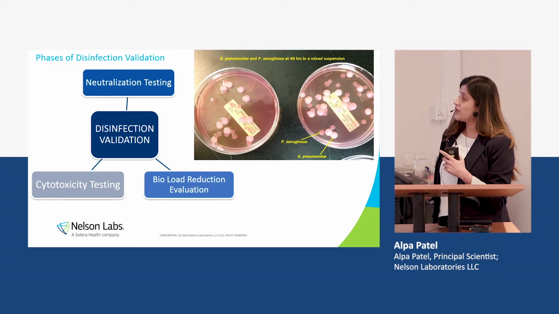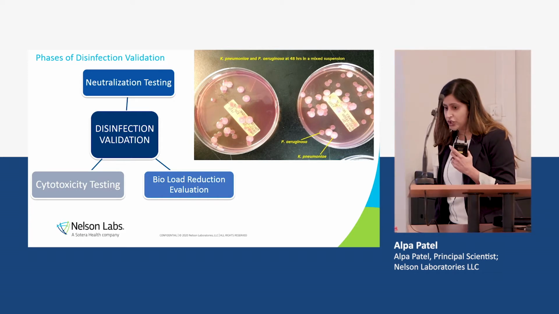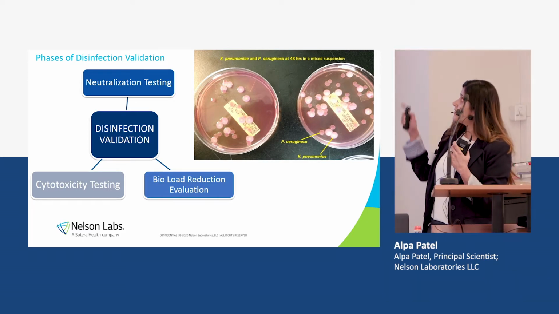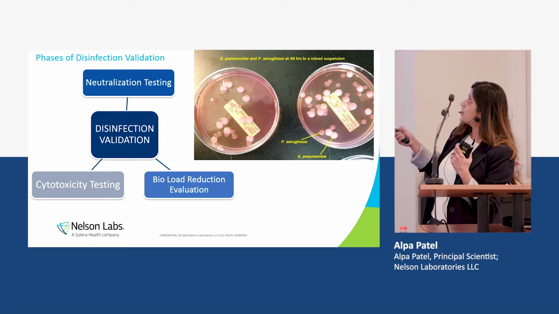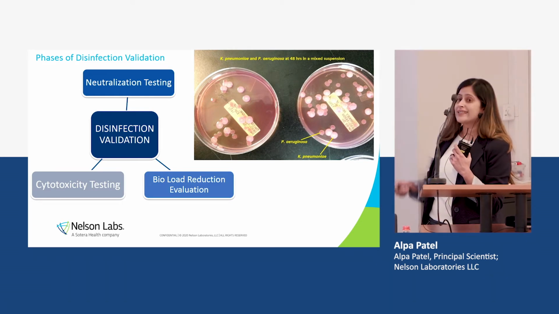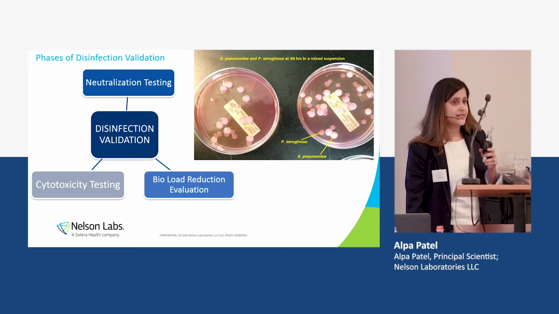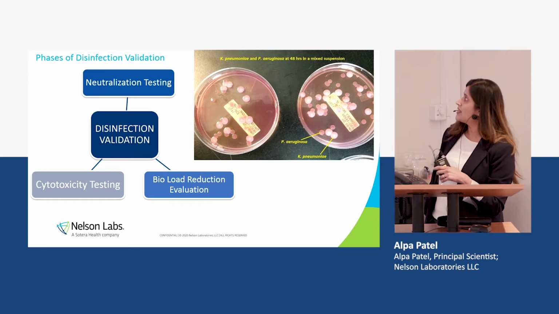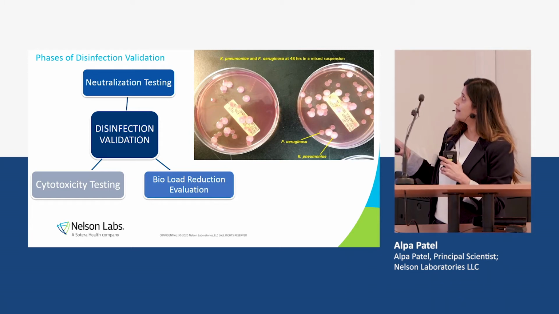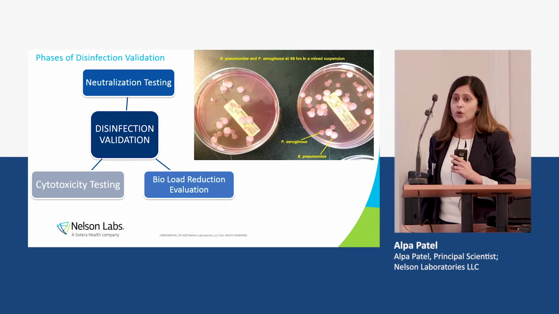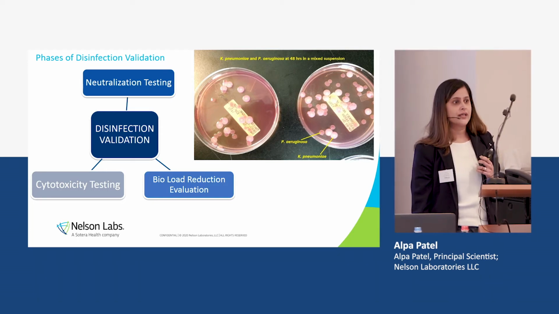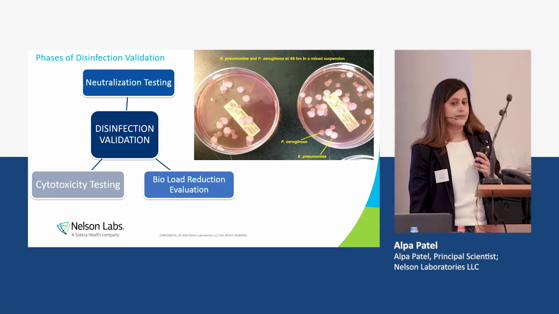The different phases of disinfection validation include, like I said, neutralization, cytotoxicity, and bioburden testing. And this is an example of mixed suspension plating that we've done with selective differential agar. This is MacConkey agar that we use to evaluate Klebsiella pneumoniae and E. coli. And you can see they're clearly distinct, so we can test them together as one piece. And these are validated to ensure that they can grow up easily.